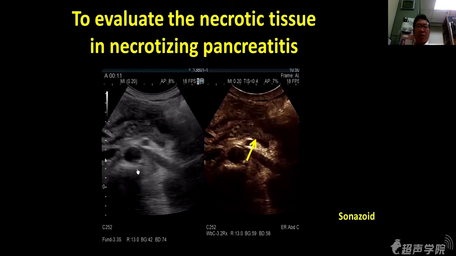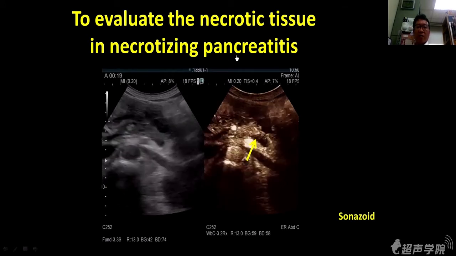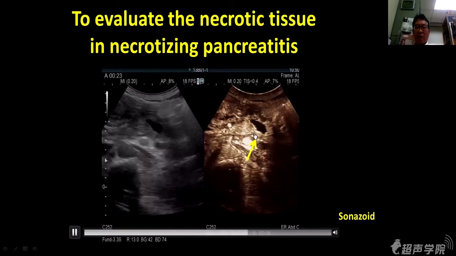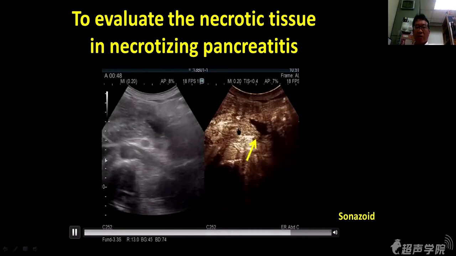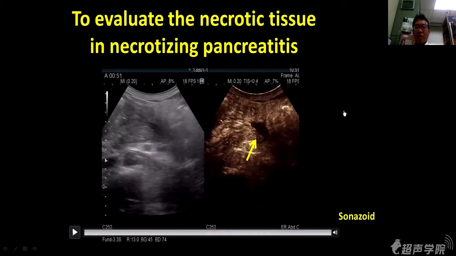Besides, we can also evaluate the inflammatory changes of necrotizing pancreatitis. For this case, most of the pancreatic parenchyma is intact with perfusion, and the pancreatic fluid is very easily caught after the sonazole injection.